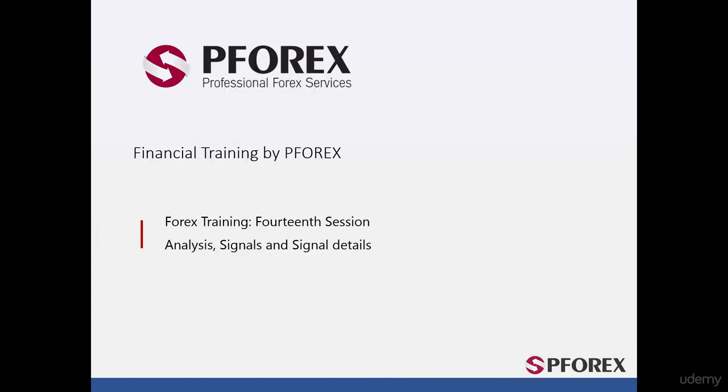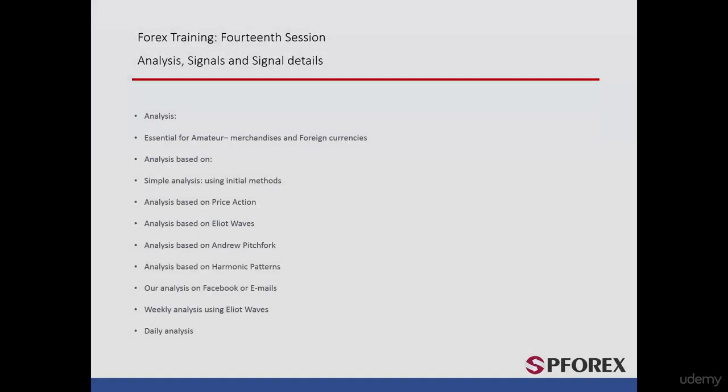In this session, we will talk about analysis, signals and signal details. Analysis signal. When an amateur starts working in this business, they need to compare their analysis with the professional's work. Usually, these analyses are based on merchandise and foreign currencies. Analyses are based on fundamental rules and theories. However, they are also very simple to use, like using indicators. There are several different methods of data analysis that we will look at.